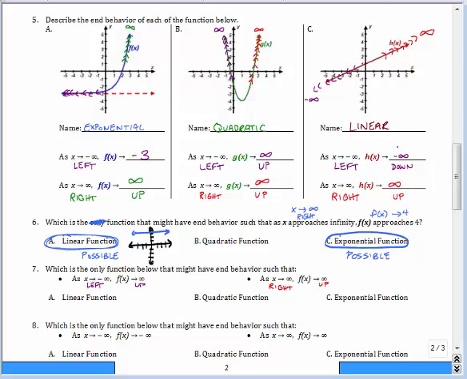Now if you look at this, the lines either level out on the same side, or one goes towards infinity and one goes towards negative infinity. Exponentials always have a value and infinity. The only one that has both of the same end behaviors, these both go up or both go down, is a quadratic function. So the only one that would fit that end behavior description would be quadratic.